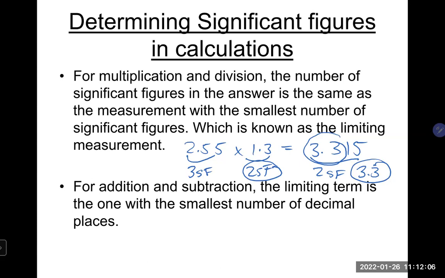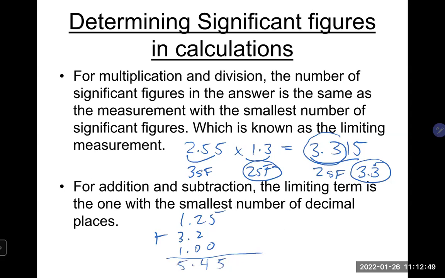Now, for addition and subtraction, we look at not significant figures, but we look at decimal places. It is the one with the smallest number of decimal places that is the number of decimal places you should take your answer to. Whichever one has the smallest number of decimal places would be your worst measurement, and that is how far you can take the reading to. So for example, if I had 1.25 plus 3.2 plus 1.00, do some math here without the calculator.